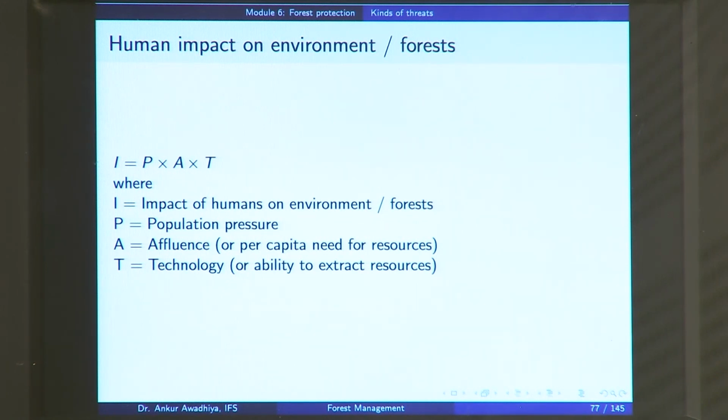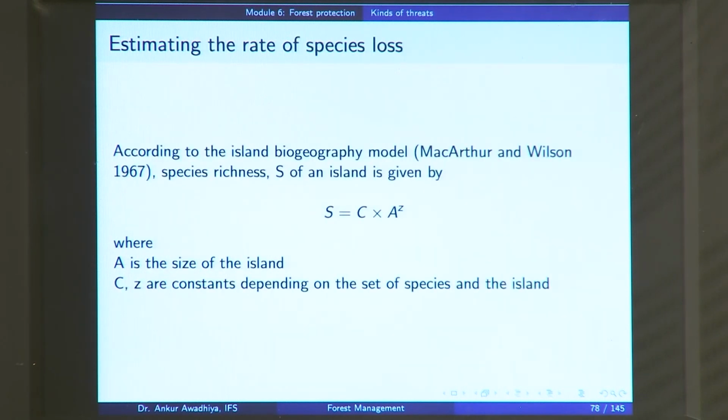Now, because of these large scale impacts on the forest, we are losing species, and we can estimate the rate at which we are losing species in this way. According to the island biogeography model, the species richness of an island is given by S is equal to C into A to the power z, where A is the size of the island and C and z are constants depending on the set of species and the island.